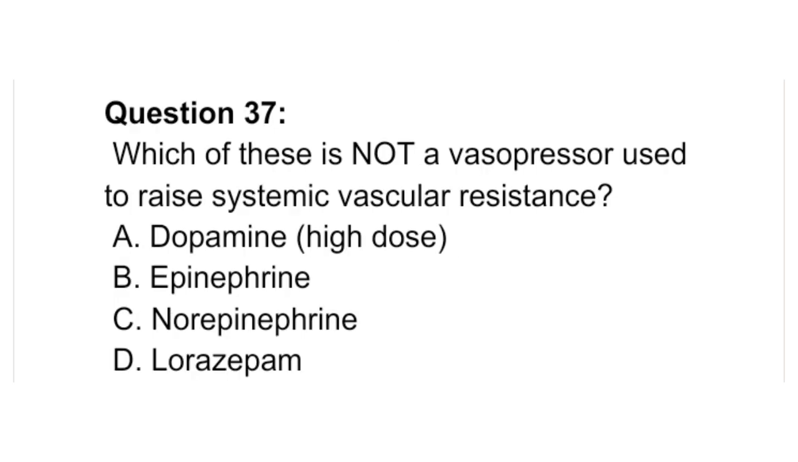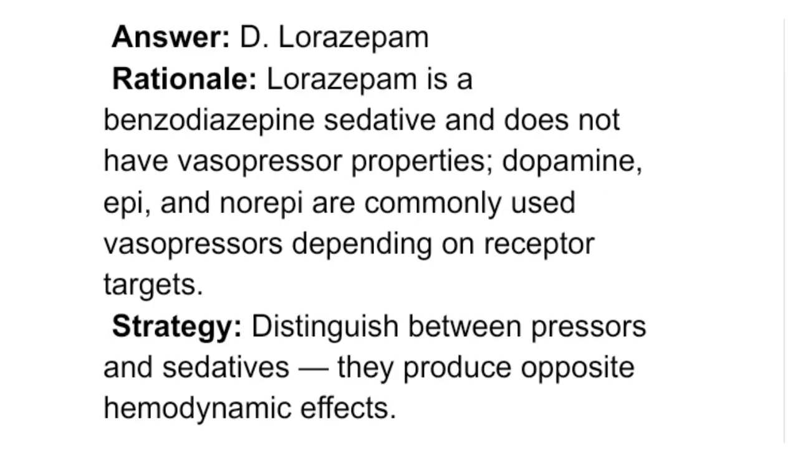Question 37. Which of these is not a vasopressor used to raise systemic vascular resistance? A. Dopamine, high dose. B. Epinephrine. C. Norepinephrine. D. Lorazepam. Answer: D. Lorazepam. Rationale: lorazepam is a benzodiazepine sedative and does not have vasopressor properties. Dopamine, epinephrine, and norepinephrine are commonly used vasopressors depending on receptor targets. Strategy: distinguish between pressors and sedatives, they produce opposite hemodynamic effects.